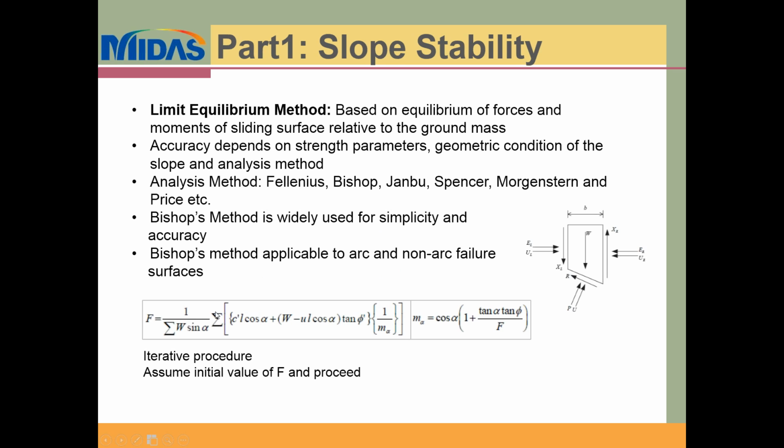As you can see in this expression here, the factor of safety for the Bishop method is determined using this expression, and this expression requires an iterative procedure. So you start with an assumption of an initial factor of safety, and then you iterate till the solution converges theoretically.